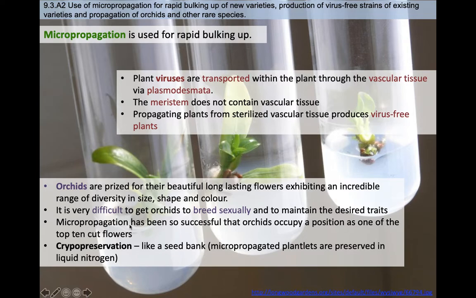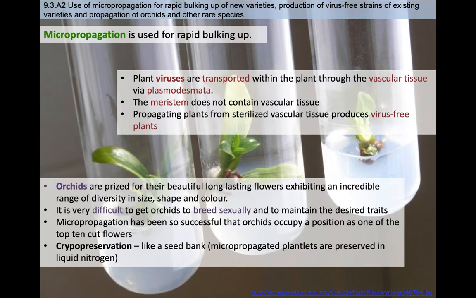They're actually quite difficult to fertilize and pollinate. So it's very difficult to get these orchids to breed sexually and maintain desired traits. So as a result, a lot of orchids are created through this micropropagation.